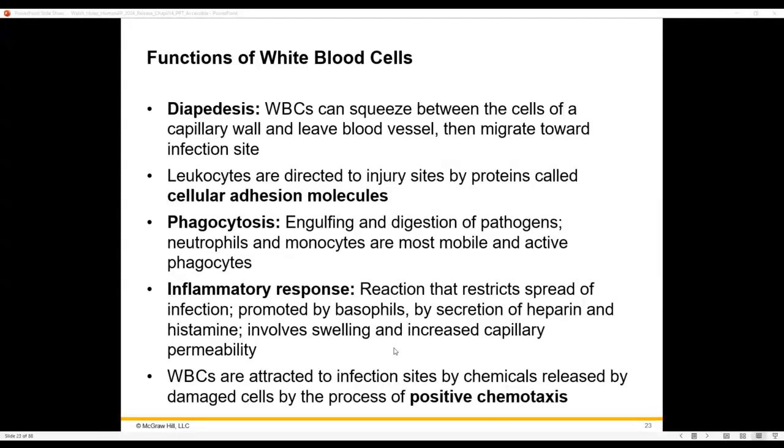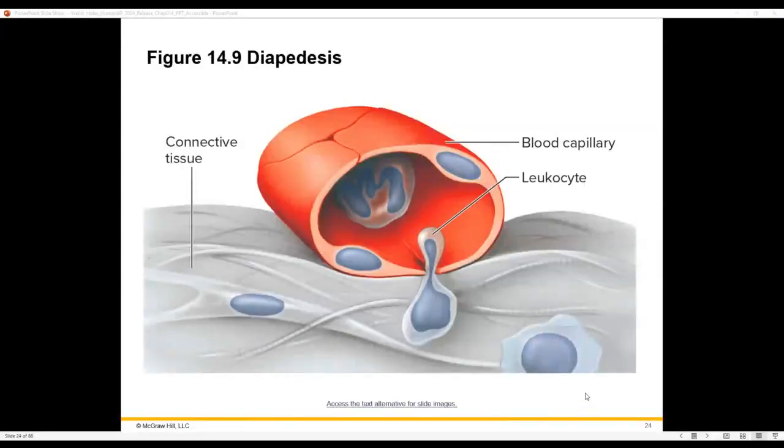An inflammatory response is also a function. It's a reaction that restricts the spread of infection. It's promoted by basophils, by secretion of heparin and histamine. It involves swelling and increased capillary permeability. And white blood cells are attracted to infection sites by chemicals released by the damaged cells, by the process of positive chemotaxis. So this shows you the diapedesis of the white blood cell going out of the capillary.